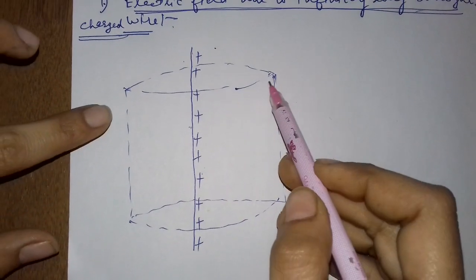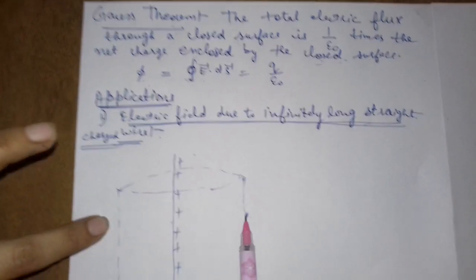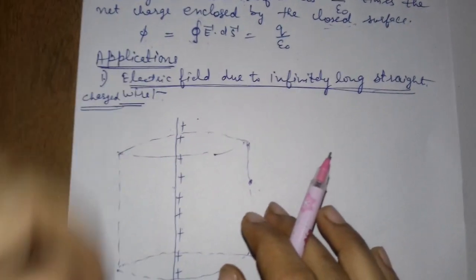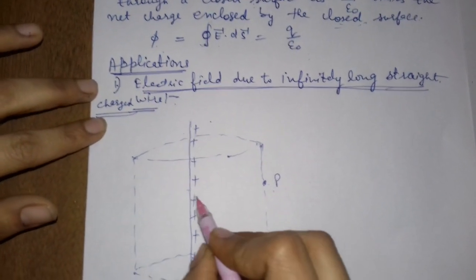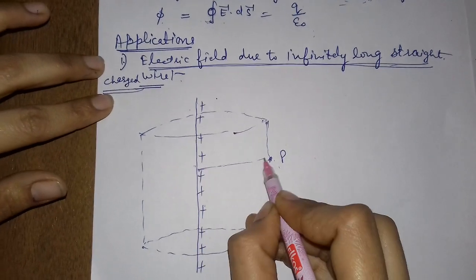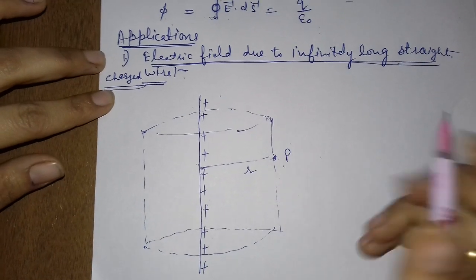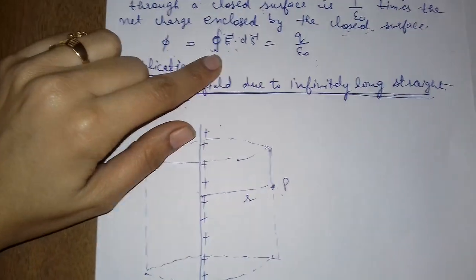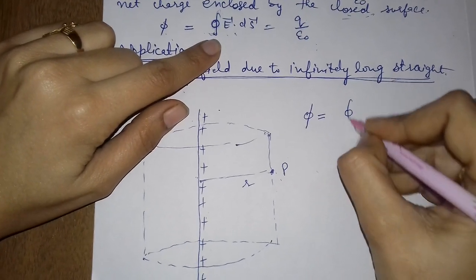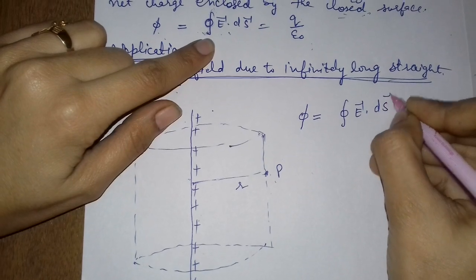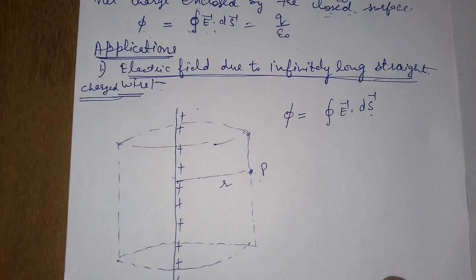Don't forget it. Gaussian surface is an imaginary surface which is basically drawn to find the electric field due to any case, due to a wire or sheet or something else. This is the point of observation and the distance from this wire is, let it be, r. Now we want to find the electric field here and we will use this formula. We know if we have to write the formula of flux, then we write it as E dot ds, right? We will find the flux due to this Gaussian surface.